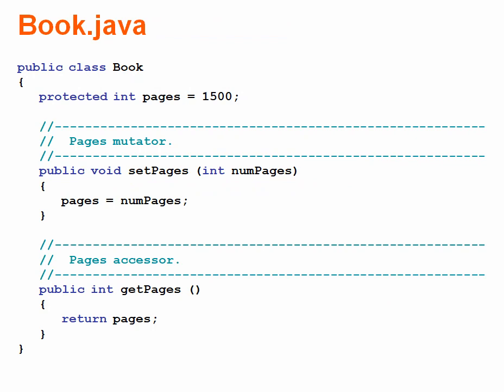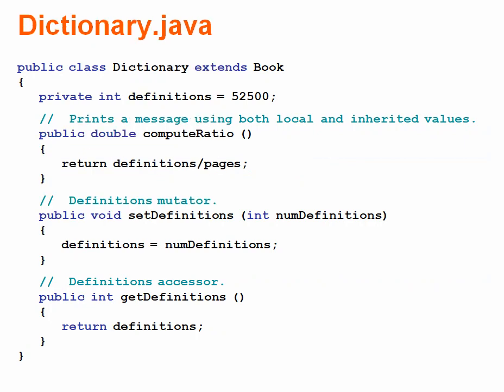So here is an example of inheritance where I am creating a class called Book. Inside the class Book, I am providing some protected data members and public set page methods.